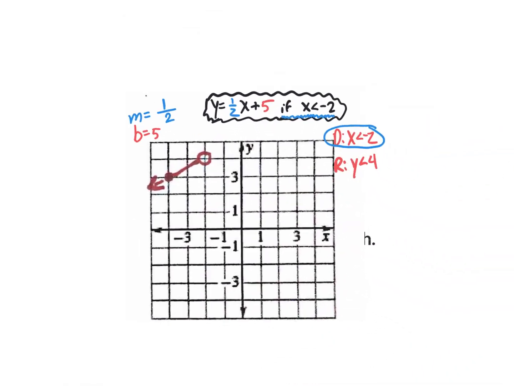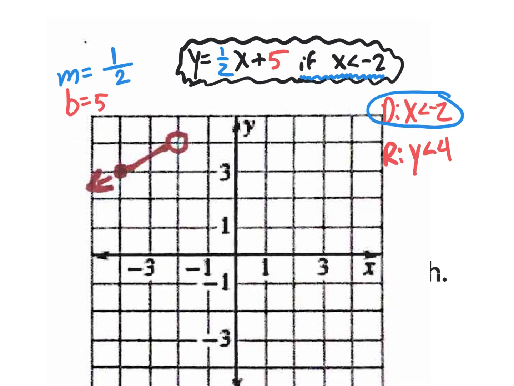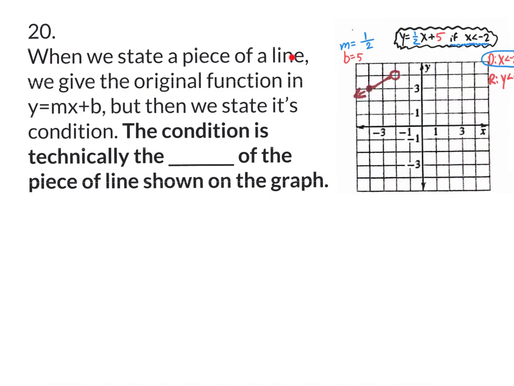Now when we look at the original question, it reads, when we state a piece of a line, we give the original function in y equals mx plus b. Exactly, we figured out the m and the b, we stated the y equals mx plus b equation, but then when we state its condition, what is the condition? The condition is technically the blank of the piece of line shown on the graph. We just said that the condition is the domain. So that's a word that belongs right in there, domain.